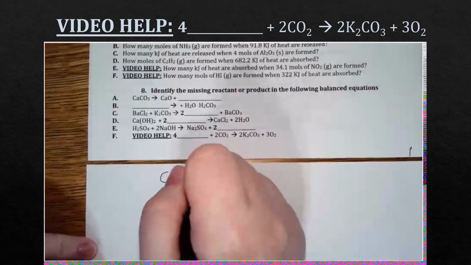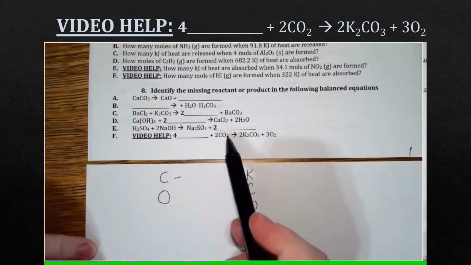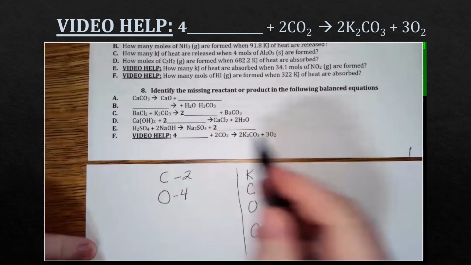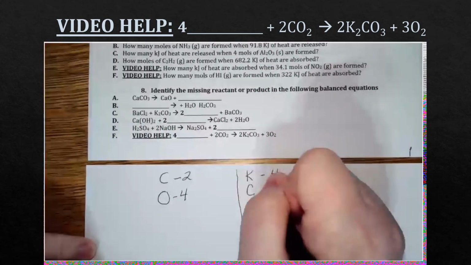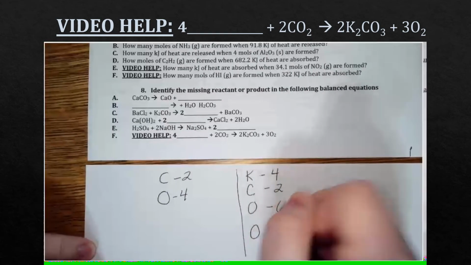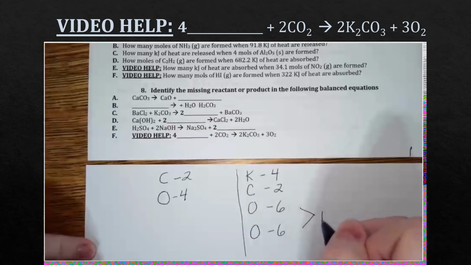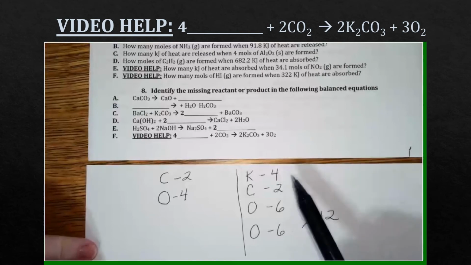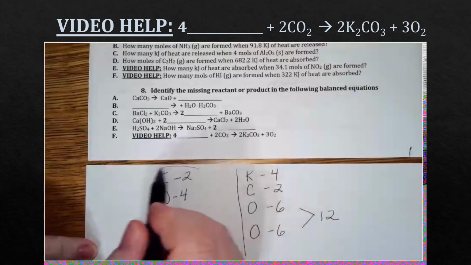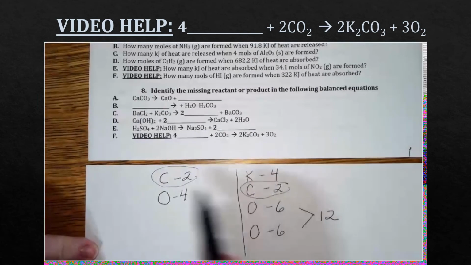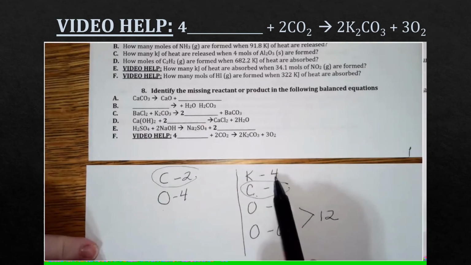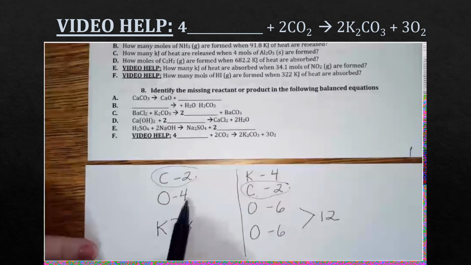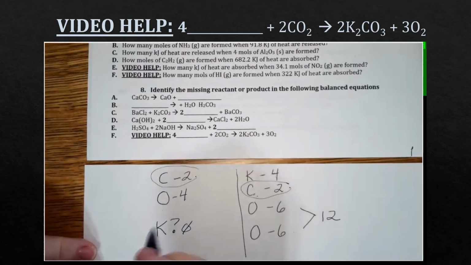So let's count. So far on this side, remember these coefficients matter, so now I have to look at the coefficients. So the carbon is 2, the oxygen is 4, 2 times 2. The potassium is 4, the carbon is 2, the oxygen is 6, and this oxygen is 6. So my total number of oxygen is 12. 6 plus 6. Okay. So let's look at what's missing. Well, carbon and carbon is fine, okay? But I have 4 potassium over here and none, right? Over here I have 4 oxygen. Over here I have 12 total oxygen.